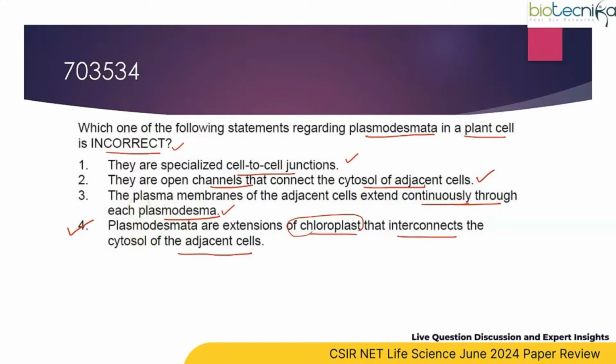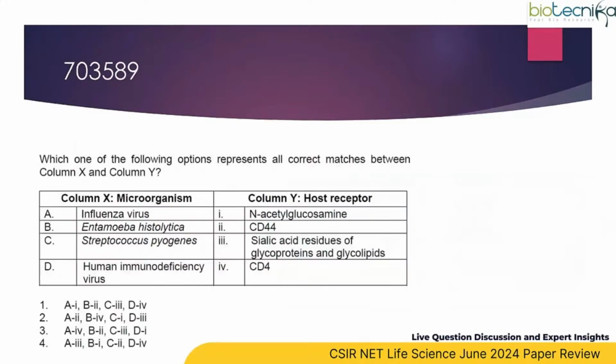Now let's move on to the next question. So now we will be discussing the part C questions. Okay. So the first question is, which one of the following options represents all correct matches between column X and column Y? Okay, so we can say this question is from host-parasite interaction.